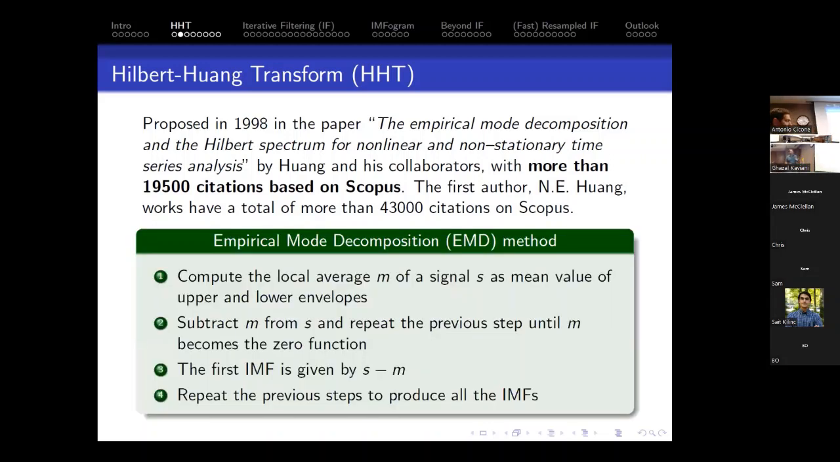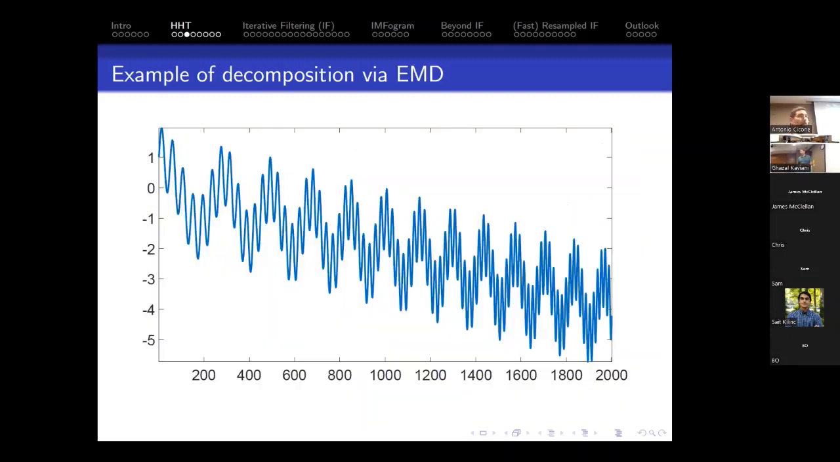It's a really simple method, but it's even simpler if we see it through an example. We take a non-stationary signal and we want to decompose it into simple oscillatory components. With the naked eye, you can see that there is a trend, a high frequency oscillation, and on top of that a low frequency oscillation, or middle frequency.